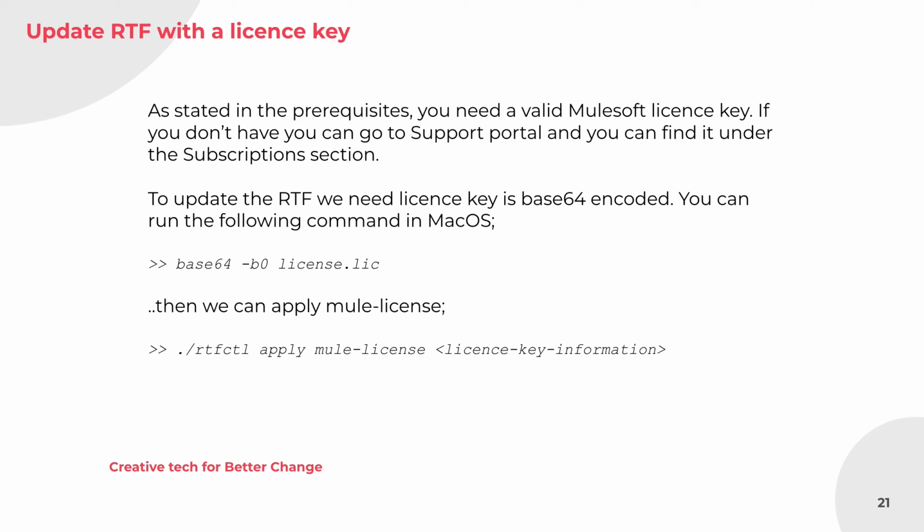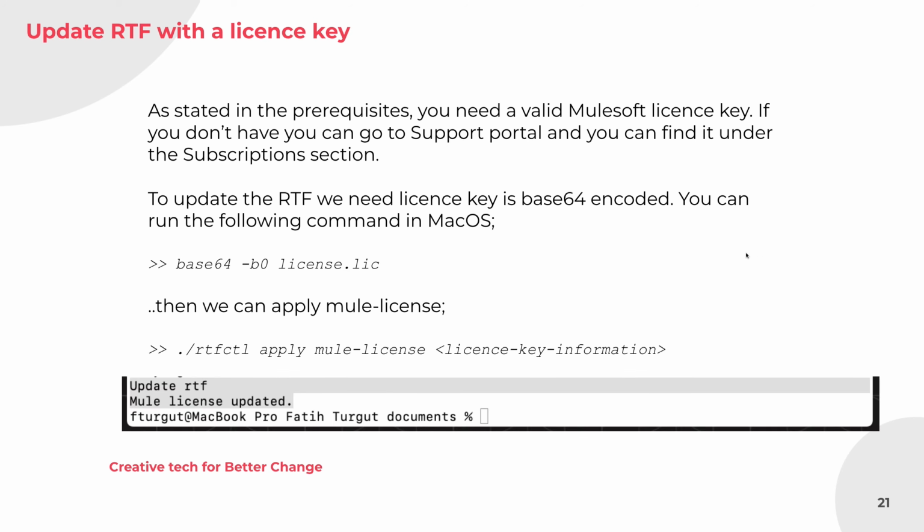To update the RTF with the license key, it should be base64 encoded. So in order to do that, you need to use a script, a command line again to the file, which will be changing your license keys into base64, and then you will be applying with this command line here: rtfctl apply mule-license, and then your base64 code. So I have completed applying the license.